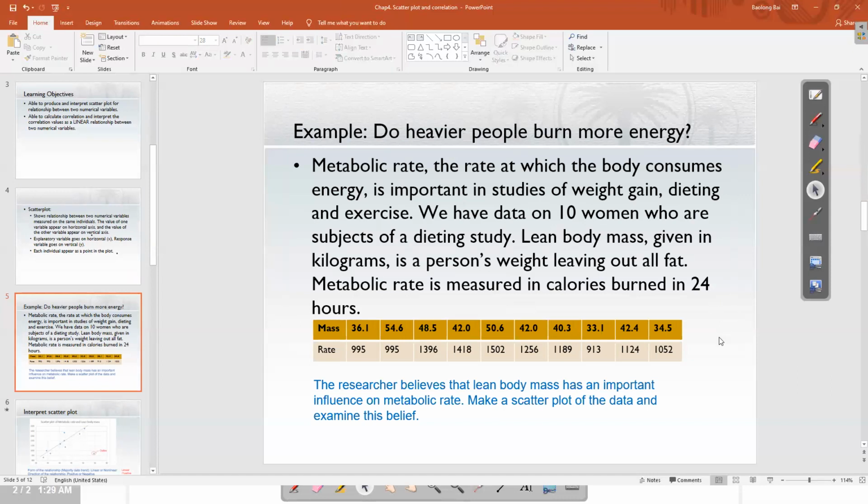So here there's a research study. They want to see if heavier people will burn more energy. And, common sense, I think it's true, right? So in a study, they measured metabolic rate, the energy, and the person's lean body mass from 10 individuals. And here, particularly, they want to study women. So we have a data set, the lean body mass and the metabolic rate. This is variable x, this is variable y. And we want to see the relationship.